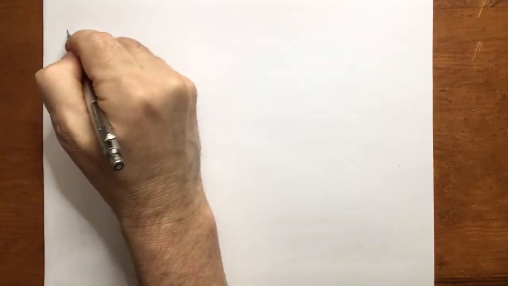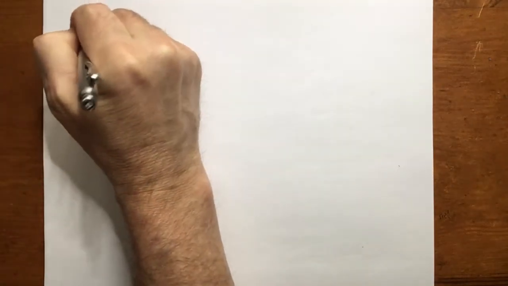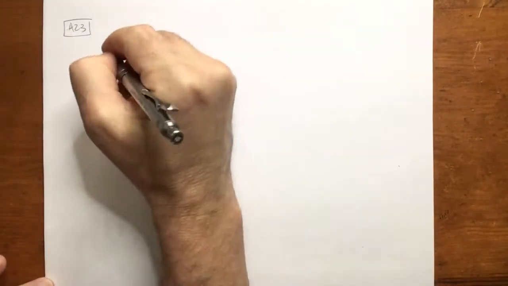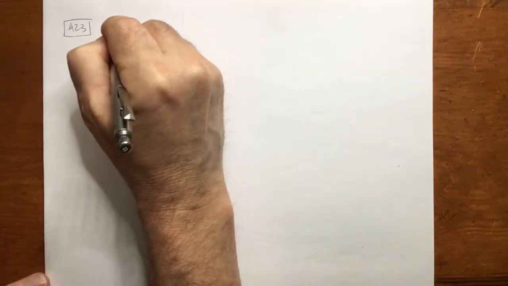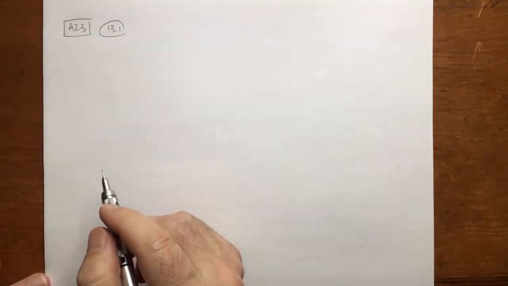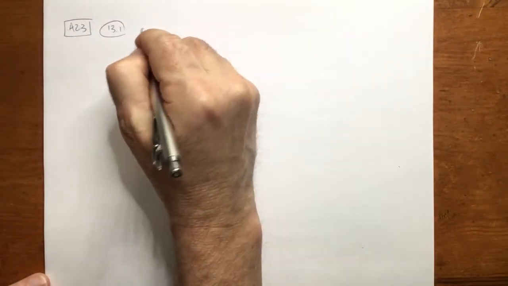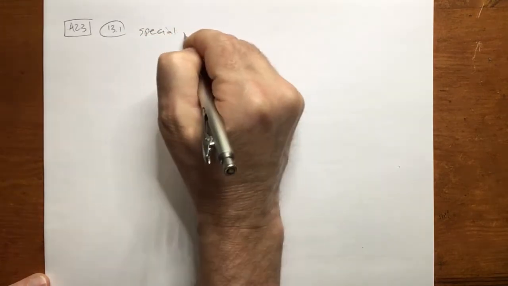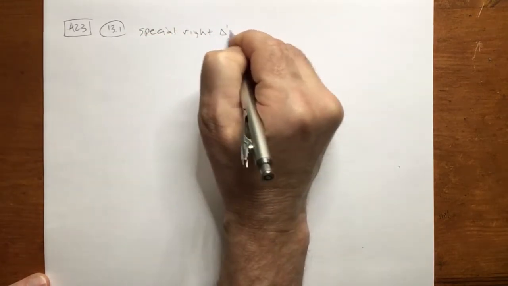This is video A23. Getting close to the end of things. Okay, so this is still section 13.1, where it's a geometry review. And now we're going to review special right triangles.